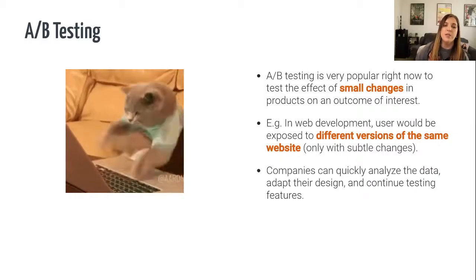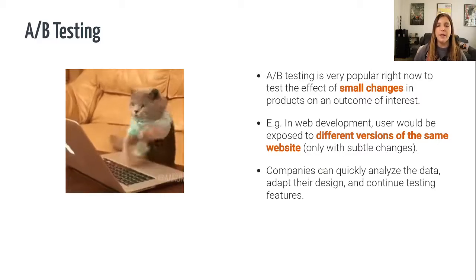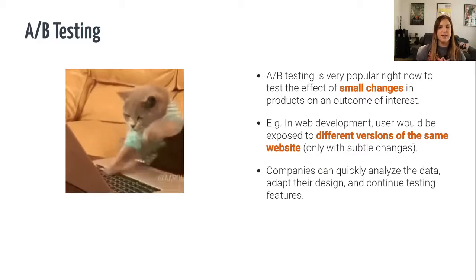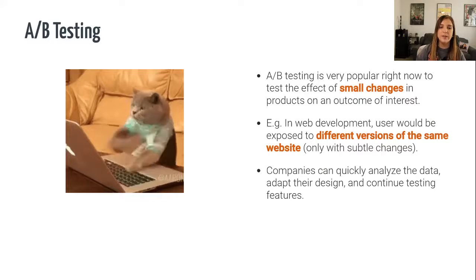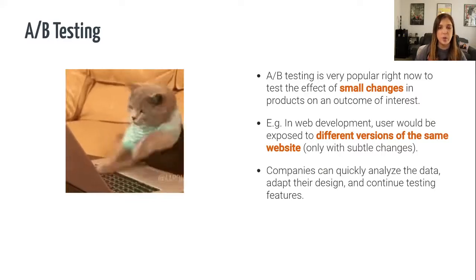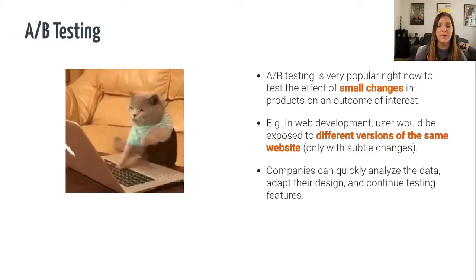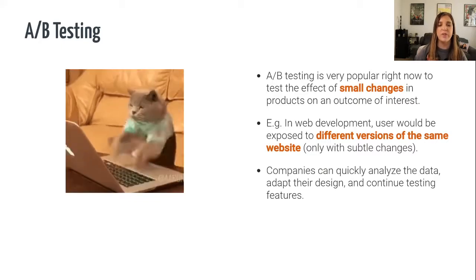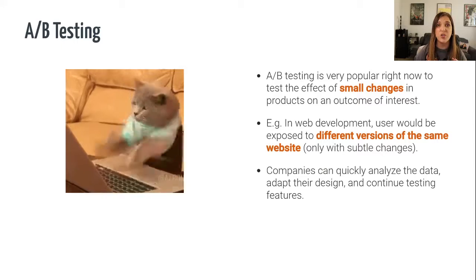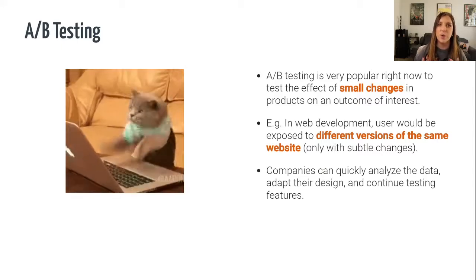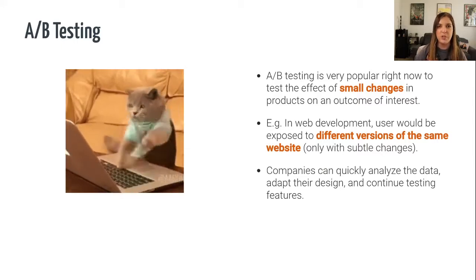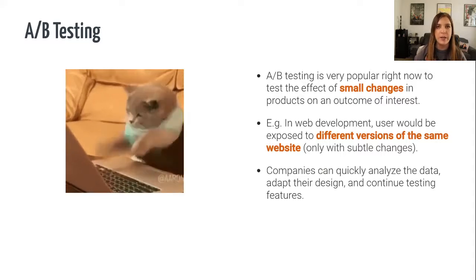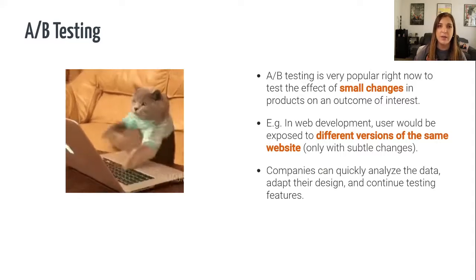Okay. So A/B testing is very popular right now, and basically what it does is test the effect of small changes in products on an outcome of interest. You can think about this, especially in web development, when the user would be exposed to a different version of the same website with just small changes. So they're not very noticeable in that sense. So the position of a banner, the color of a button, things like that, okay?